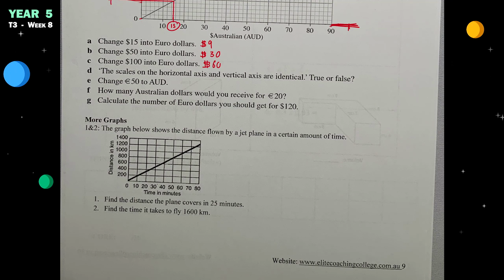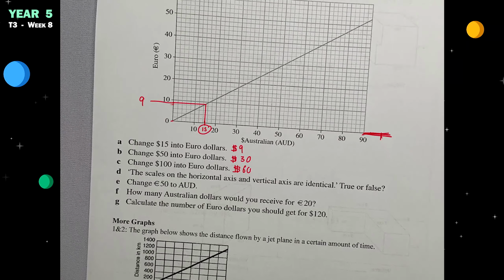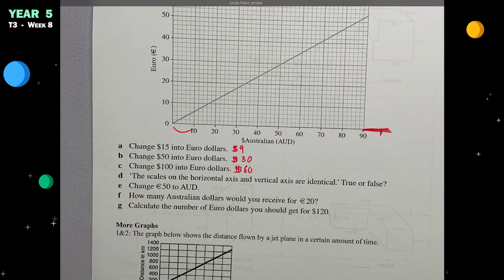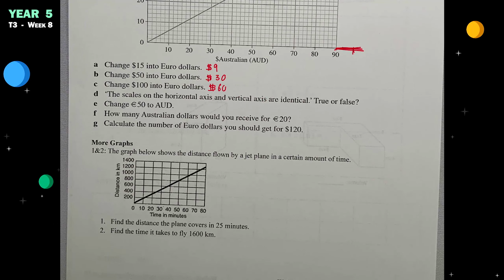Okay, next one says the scale of the horizontal axis and the vertical axis are identical. True or false? It's true. The scale is going by 10, 10, 10, and here one's going by 10, 10, 10. So yes, they are identical. True. Change 50 European dollars to Australian dollars.